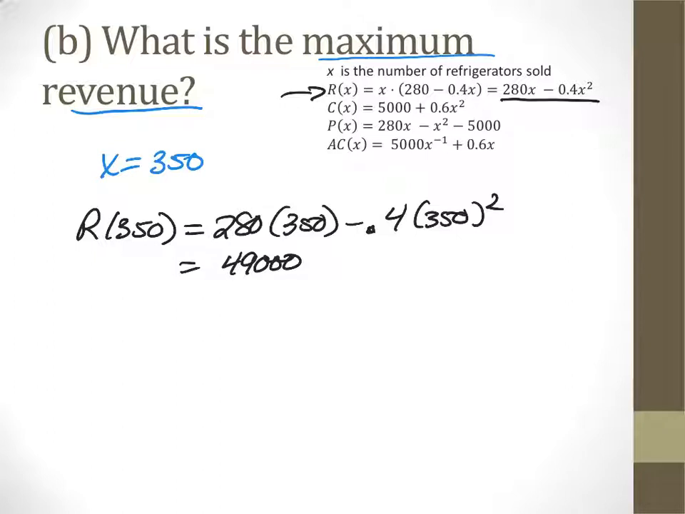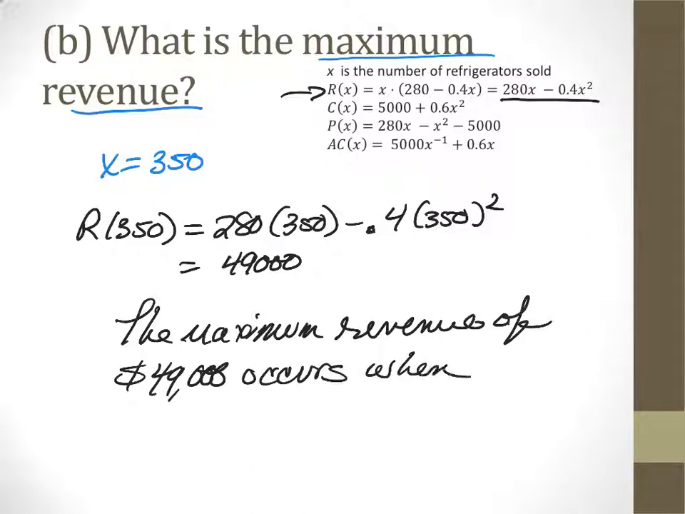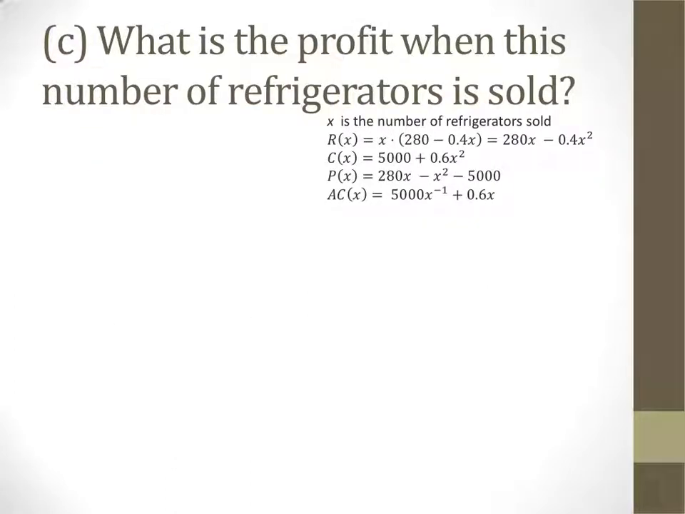So let's give our answer: the maximum revenue of 49,000 occurs when 350 units are sold. And another one down. Next question. What is the profit when this number is sold? So we're looking for profit.